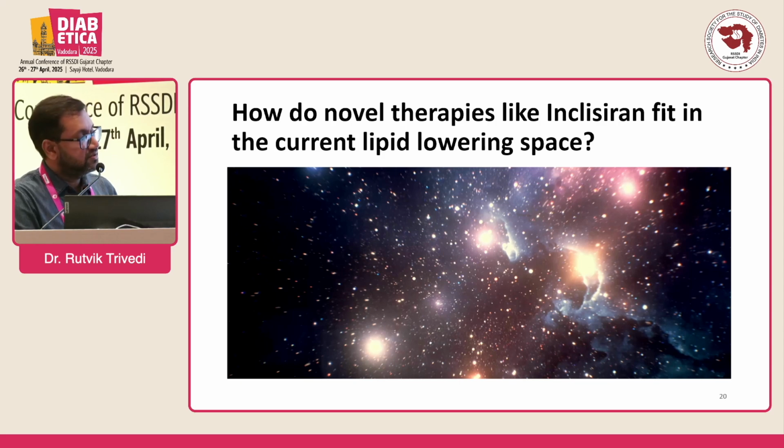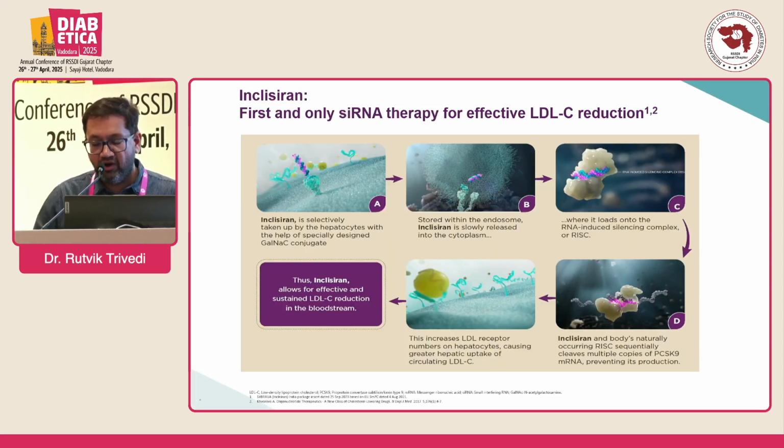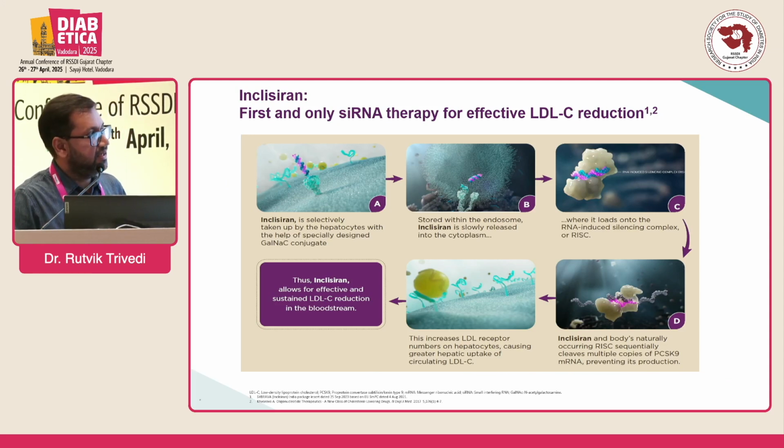So where does this new agent inclisiran fit? What is inclisiran? First of all, we all know what PCSK9 is. PCSK9 is a protein produced in the liver. What is the role of PCSK9? It binds with the LDL receptor and causes destruction of the LDL receptor. So we have a lesser number of LDL receptors on the liver surface, and with fewer receptors the circulating LDL value is high, which makes the patient more prone to cardiovascular disease. We have already had, for the last 5 to 7 years, the monoclonal antibodies, that is PCSK9 inhibitors.